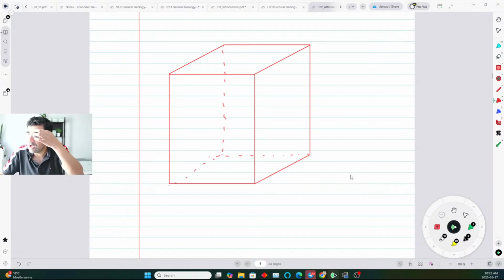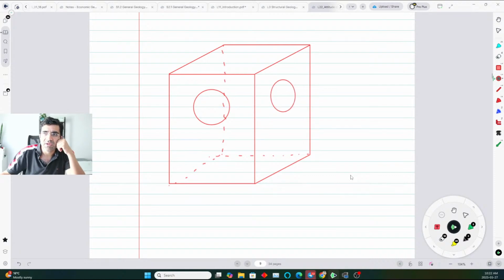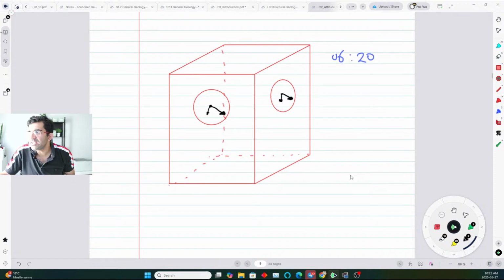Let's say you have a clock here, and a clock here. Now you have clocks on these two walls. The time is 6:20, same as before. On this also it is 6:20. So in both these cases, what is the inclination?